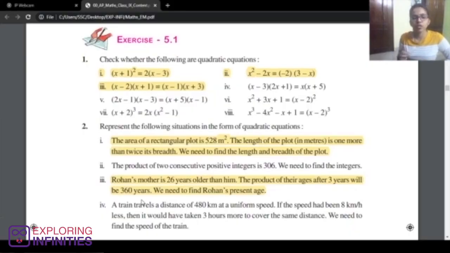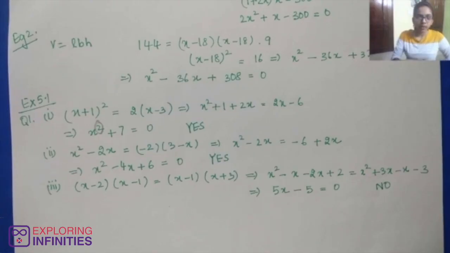So the question number 2, first part says the area of the rectangular plot is... basically in this question you have to understand the situation and form the quadratic equations. Like we did a few examples in the beginning, it's the same only. You have to just make the quadratic equations for such situations. So the area of the rectangular plot is 528 meters square. The length of the plot is 1 more than twice its breadth. We need to find the length and breadth of the plot. So again, it is similar to the example we did in the beginning. So this time just the area is different.